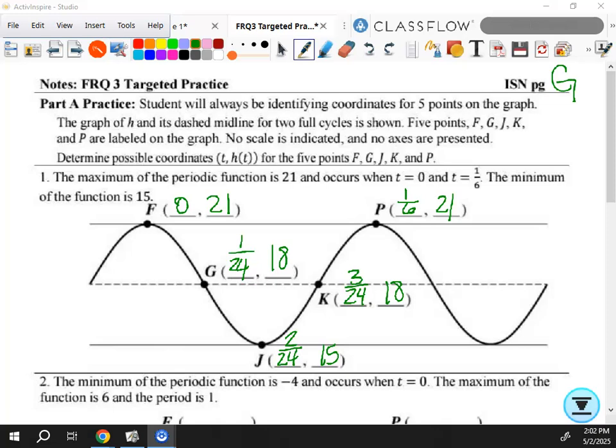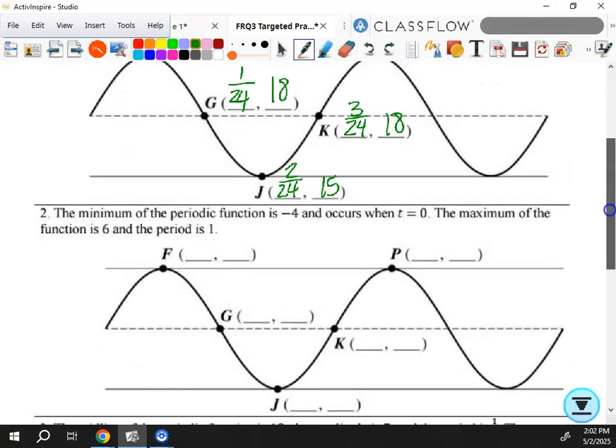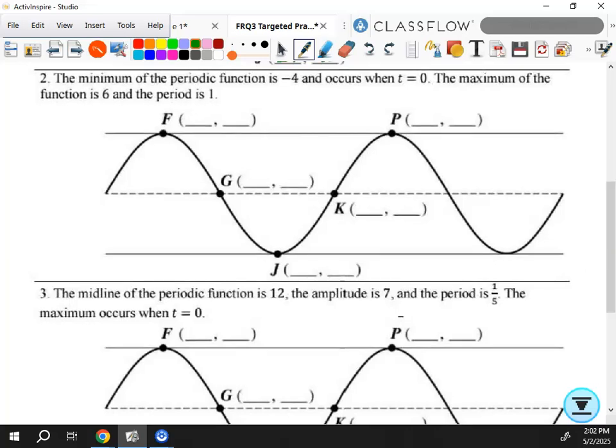Okay, so we're back here on the targeted practice. I scribbled in the answers that we had yesterday because I accidentally erased everything. But let's move on to number 2.